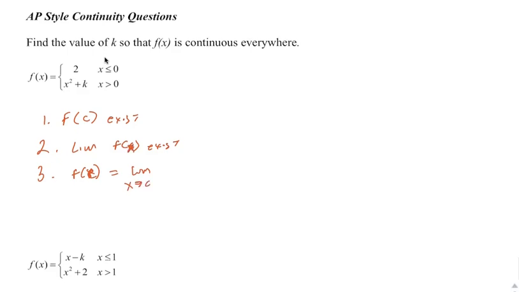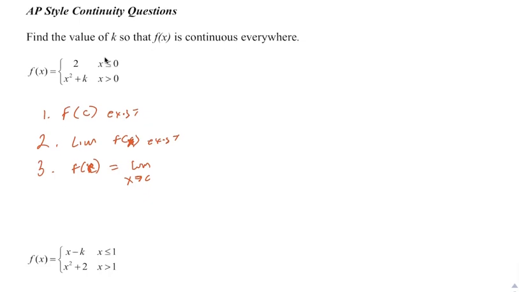There we go. Now, with a problem like this, the values can exist as long as there's an equal to sign somewhere. So in both of these, there's an equal to sign, so the limit's going to exist. The value's going to exist. So what we have to worry about is these bottom two here.